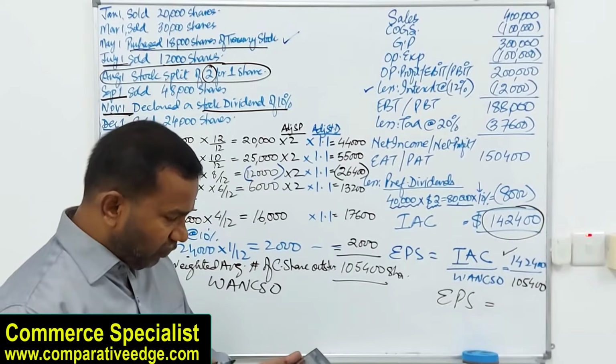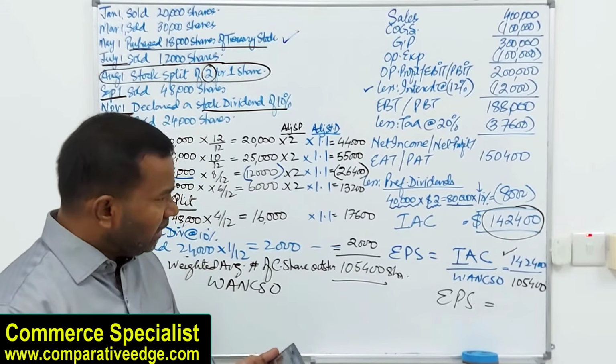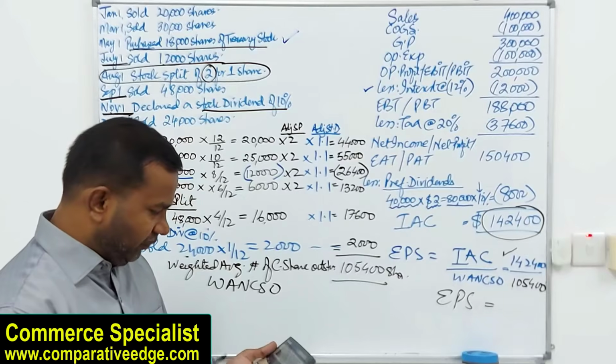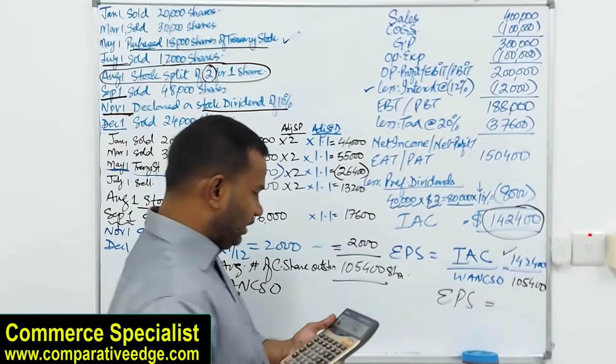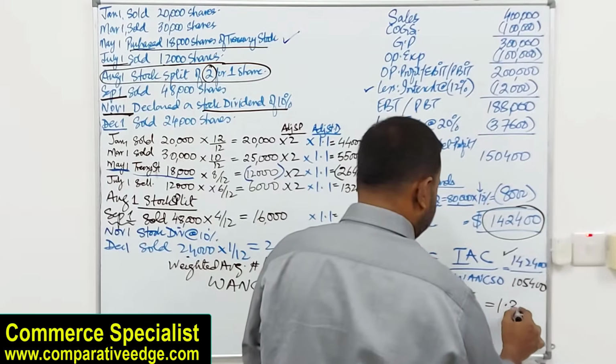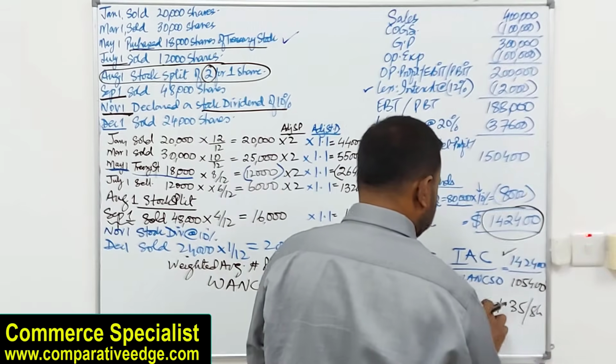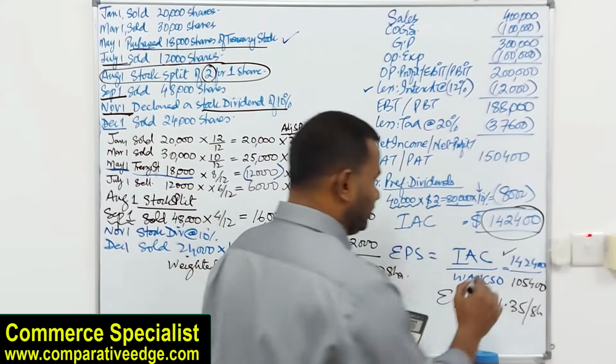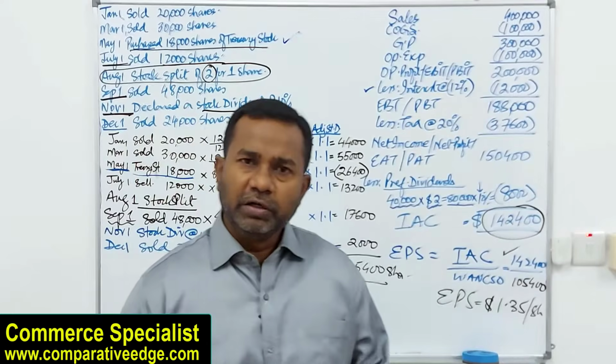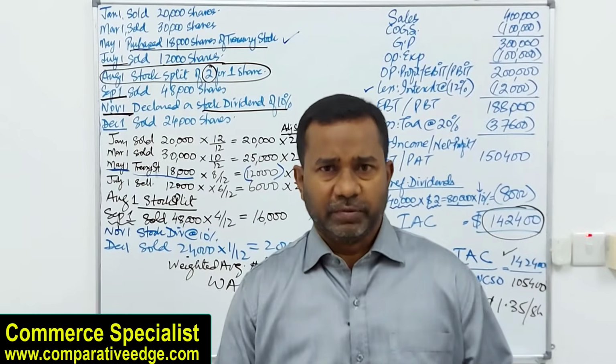So how much do you get your EPS as? It's 142,400 divided by 105,400. It comes to 1.35 per share. You can say EPS is $1.35 per share. Guys, now I'm summarizing.